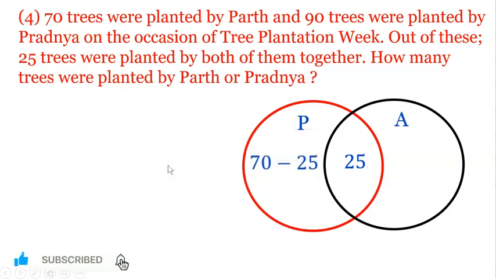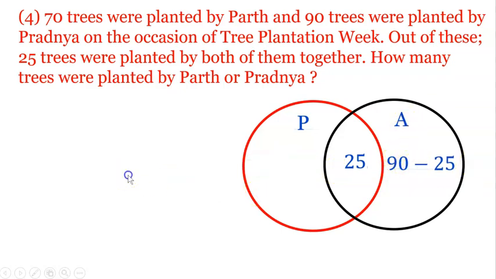Therefore, only Pradnya is 90 minus 25, and only Parth is 70 minus 25. Here you will get 45. Here you will get 65. And the sum of 45, 25 plus 65 is equal to 135. Okay.